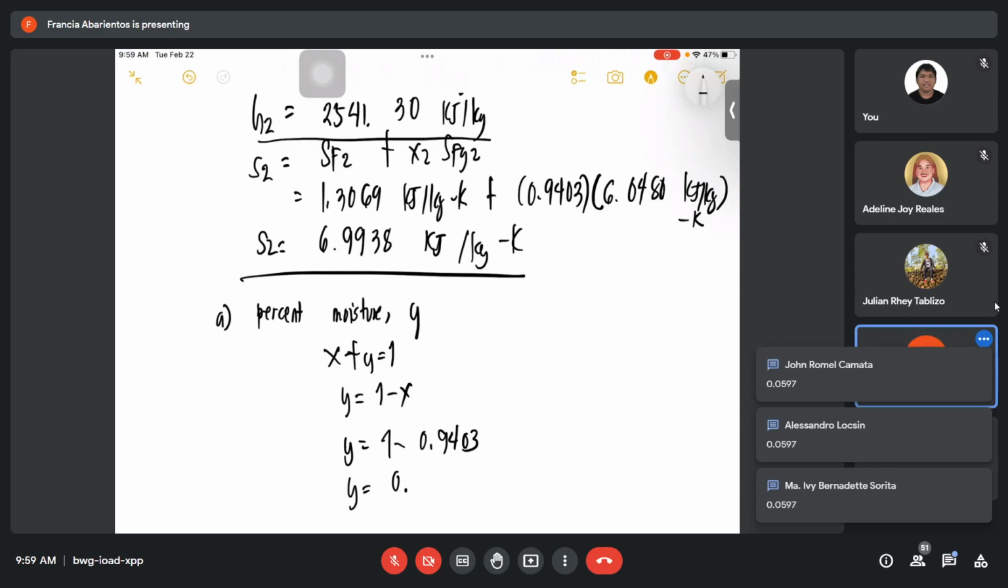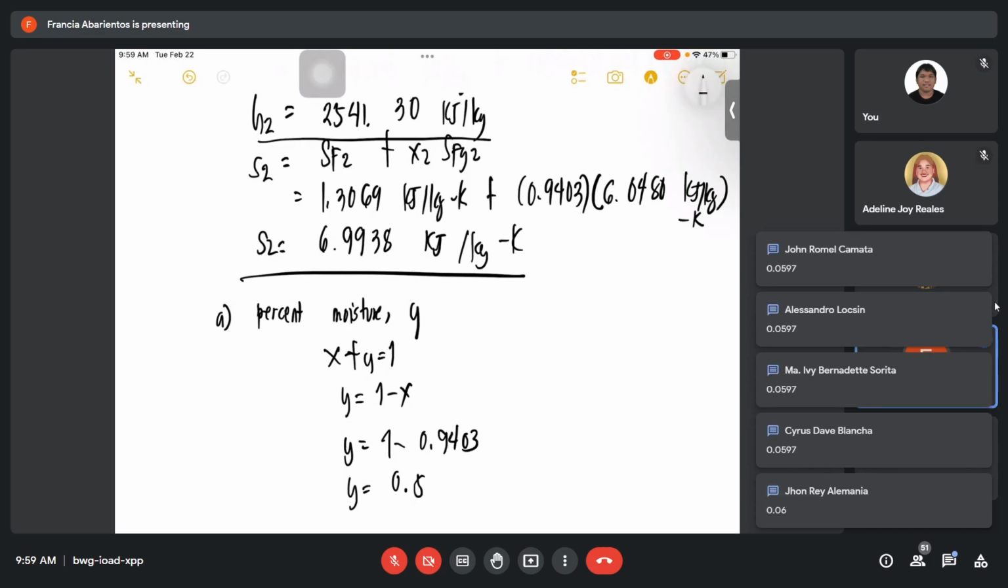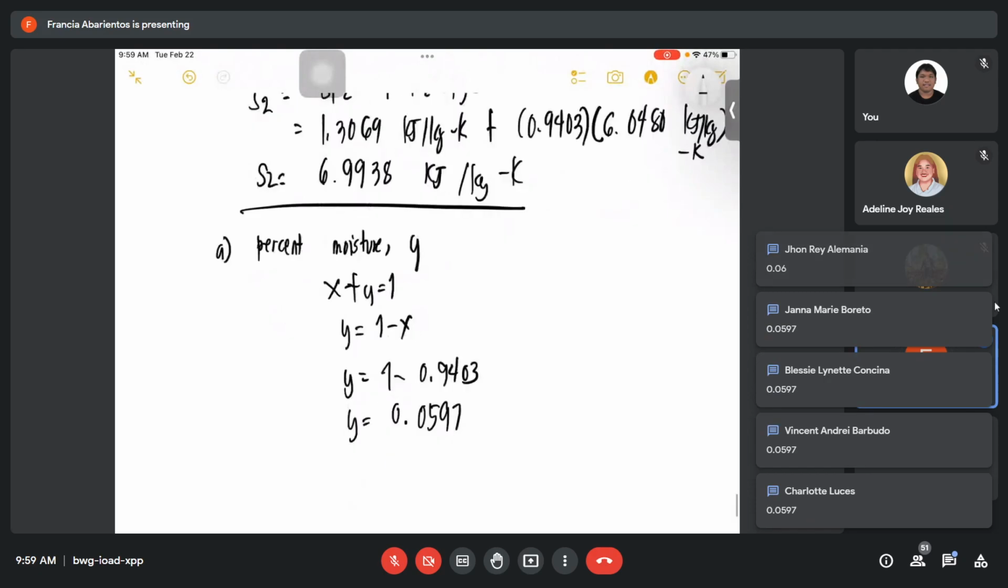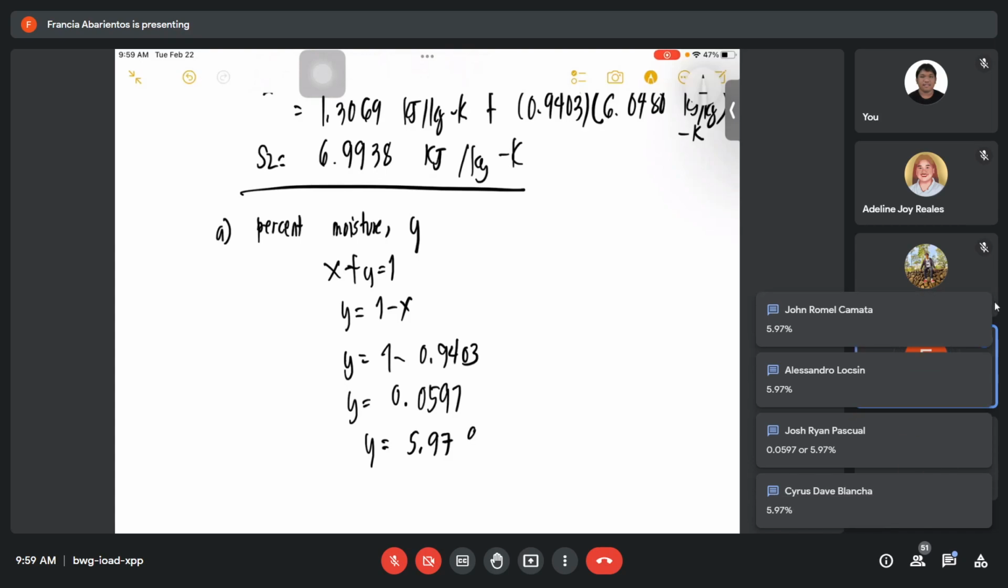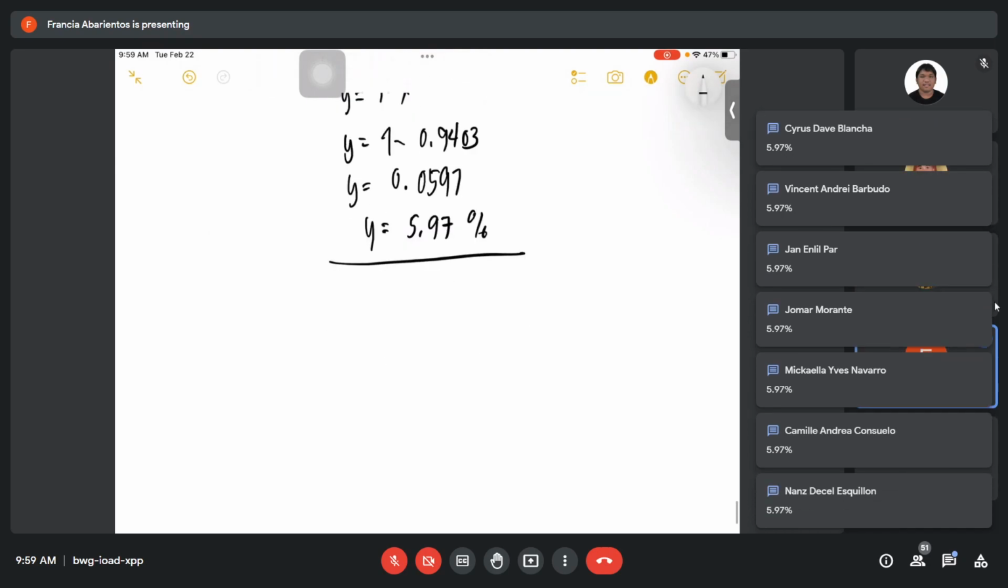Ayan, 0.05, excuse me, 597, or percent moisture is always expressed in percentage. So this is now 5.97%. Okay? May 1 point ka na. Nakuha mo na yung sa letter A. Okay, how about in letter B?